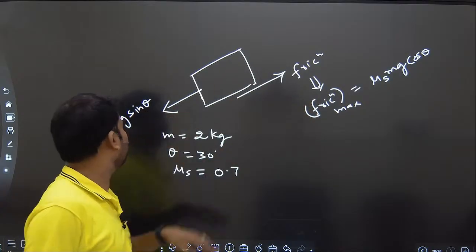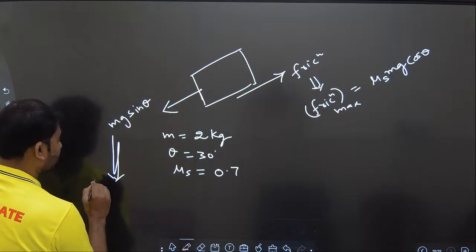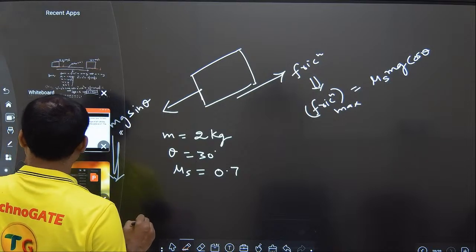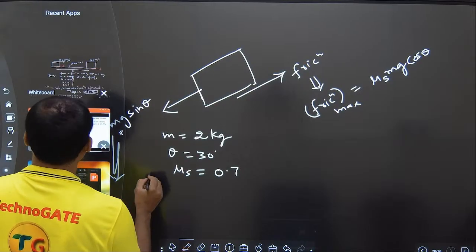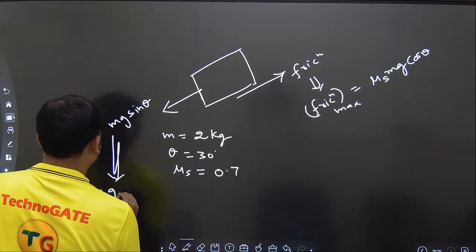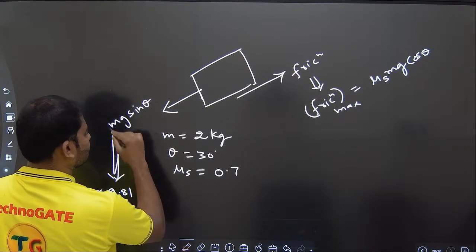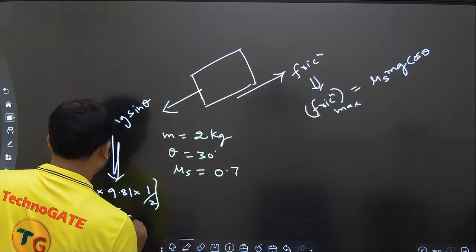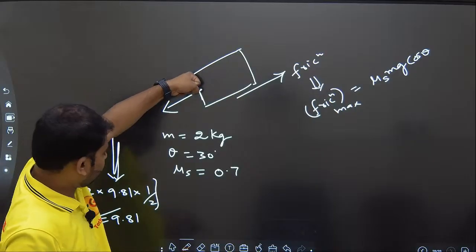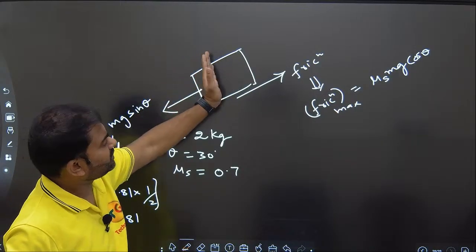Okay, let's compare the two. First mg sin theta: m is 2, g we take as 9.8, okay, let's take 9.8 only, because the options have a value close to 9.8. So 2 into 9.81 into sin theta, which is 1/2. This value comes out to be 9.81. So the applied force is 9.81. For the block not to move, the applied force should be less than the maximum friction force.